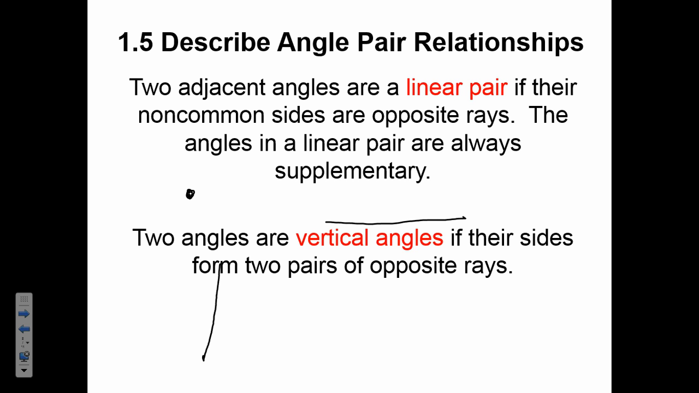So if I have two opposite rays, here is a ray, here's an opposite ray. See how the whole thing is 180 degrees? So if I put a ray in between there, I just created adjacent angles. I created adjacent angles that are supplementary. Therefore, they have a special name called a linear pair. So those two angles have a special name called a linear pair because they are supplementary to each other.